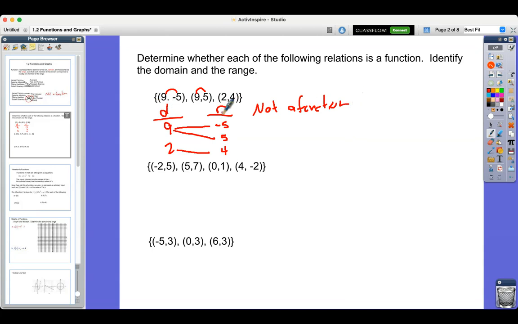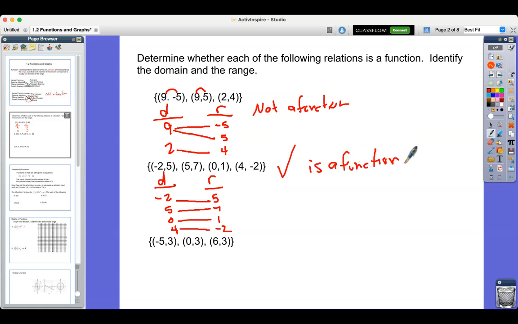I have my domain, I have my range. Let's try this one right here. Domain, we have -2, 5, 0, and 4. Range, which is just our y values, is 5, 7, 1, and -2. So let's see. 2 goes to 5, 5 goes to 7, 0 goes to 1, 4 goes to -2. There's no other things matching up. So yes, it is a function.